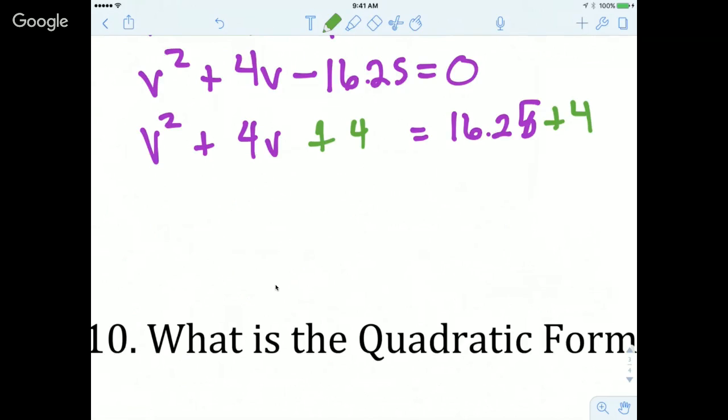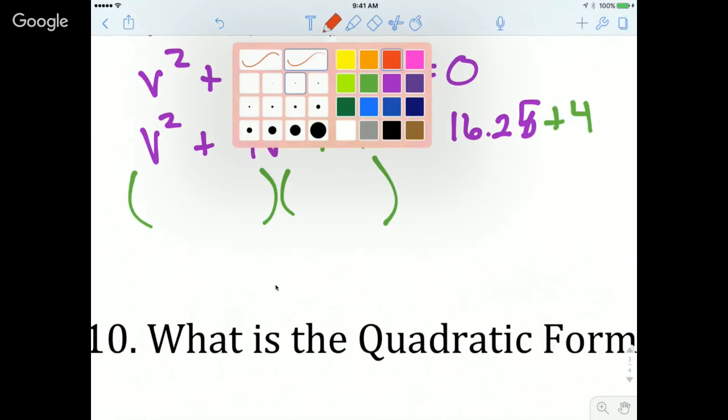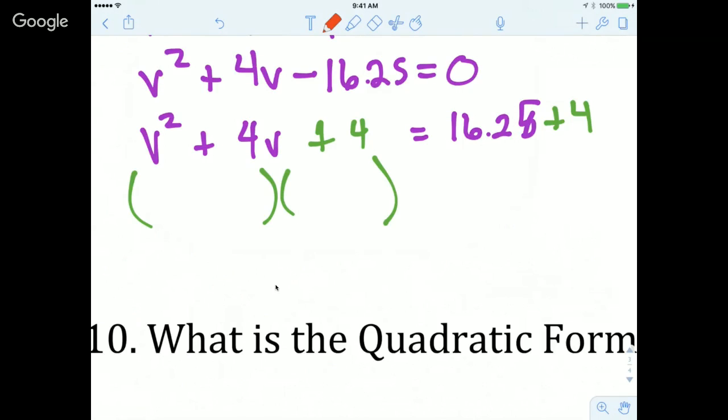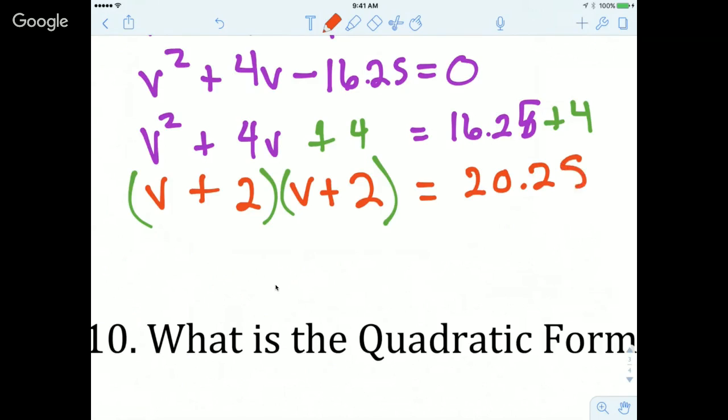Okay, next step is you're going to do the 2 parentheses. And then the B divided by 2 goes in both parentheses. What's 4 divided by 2? 2. And since the positive is in front of the 4, you bring it down positive, because positive 4 divided by 2 is positive 2. And we've calculated the right side to be 20.25.